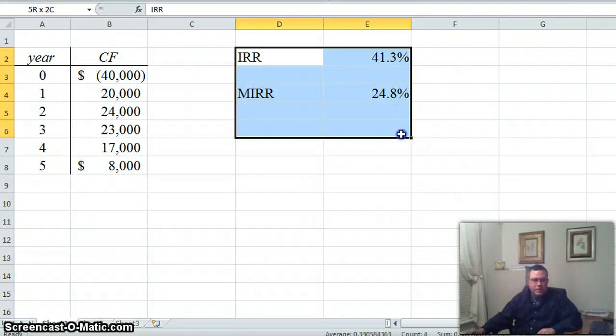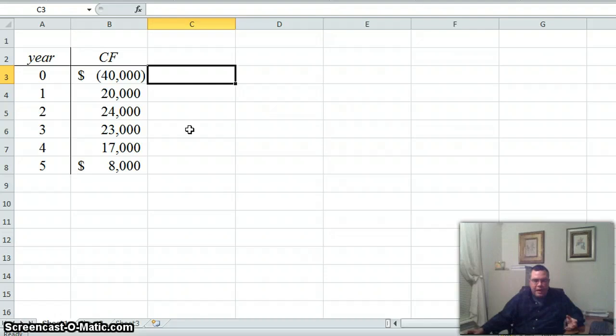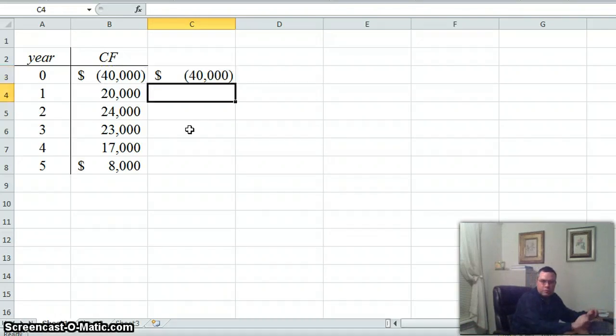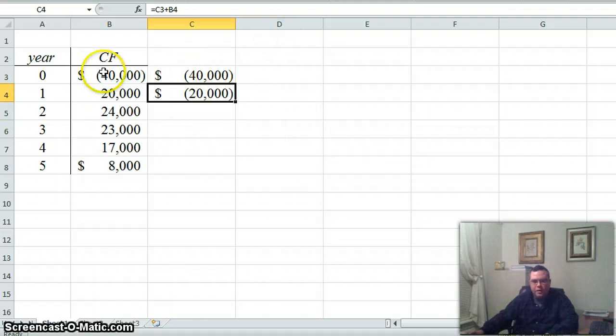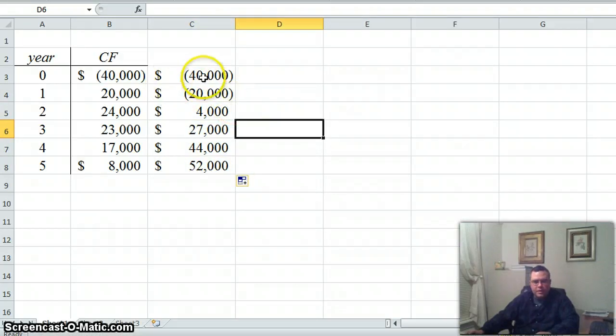I'm going to go ahead and erase these. The way to find that out is just to do a running total. So I do equals 40,000, and then I do equals the previous number. So I scroll up one to the previous cell and add in how much you're going to make the next year. If you started in year 0 by losing 40,000, after you made 20,000, now you've only lost 20,000. And then I can just double click this here and scroll it down.